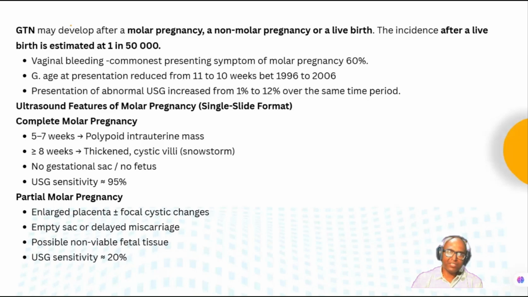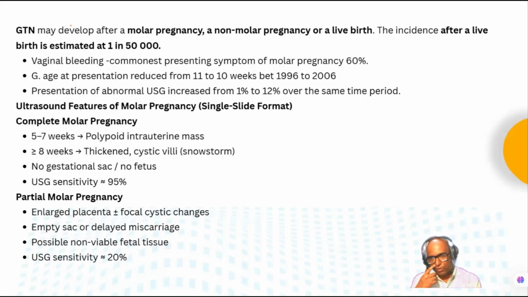Okay, so vaginal bleeding, we have seen that is the commonest presentation for molar pregnancy, almost in 60% of cases. Gestational age at presentation is around 10 to 11 weeks. It is reduced now. Initially, it was 11 weeks, but it has come down to 10 weeks now. This is mainly because of the use of ultrasound, and because of the ultrasound, we are able to diagnose now. The diagnosis rate has also increased from 1% to 12% over the period of time.